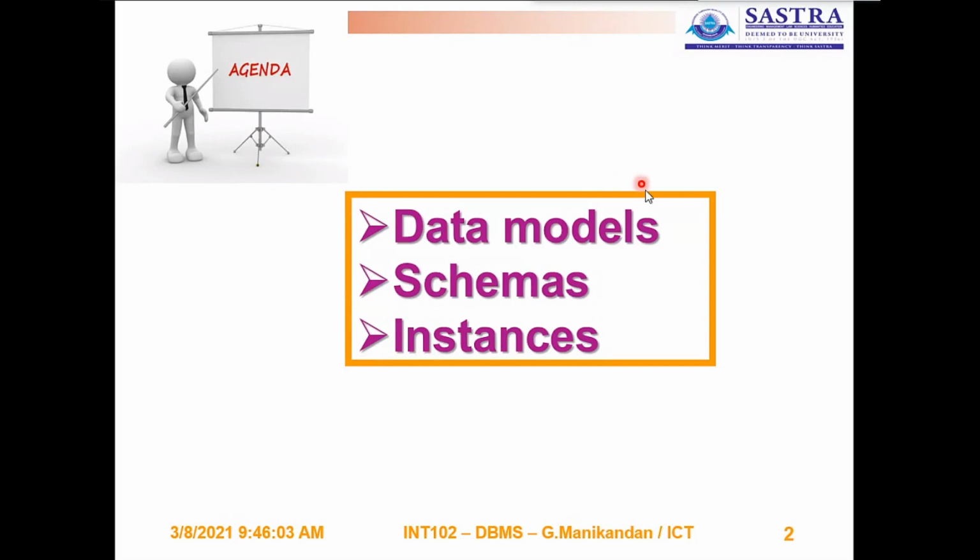So we will start with the data model. So how will you define a data model? What is a data model? So what is the idea behind the data model? Each and every data model is associated with various schemas. So what do you mean by a schema? You will be having a physical schema, logical schema, or low level schema, high level schema, like that. We are having various levels of schemas. And finally, what is an instance? So what is the difference between a database state and a database instance? So these are the terminologies we need to cover in today's lecture. Okay.